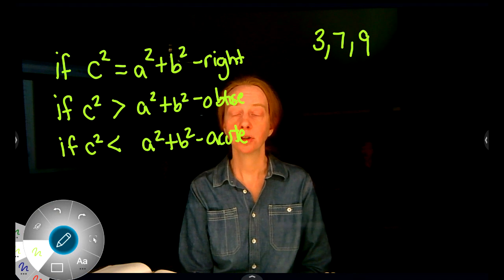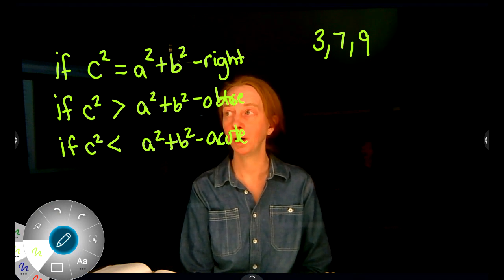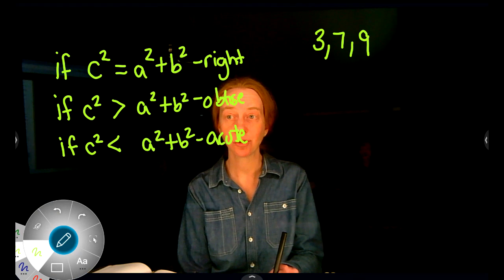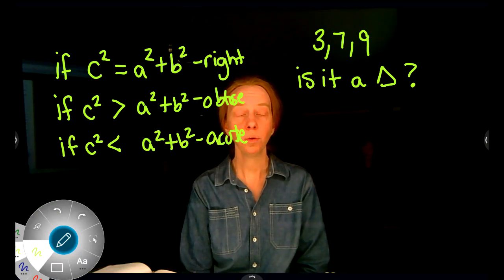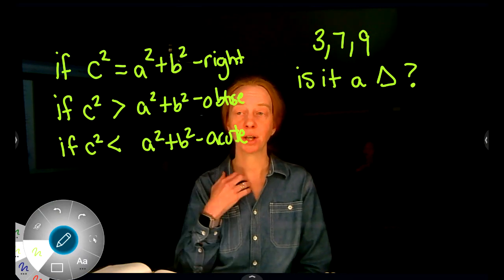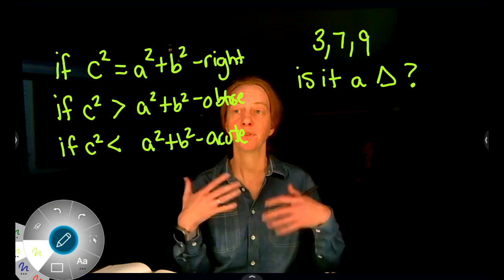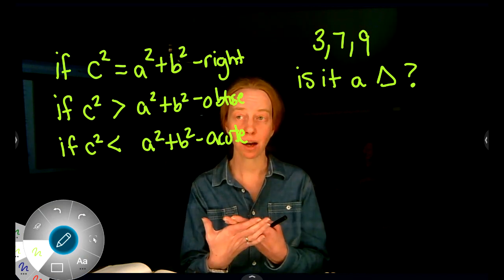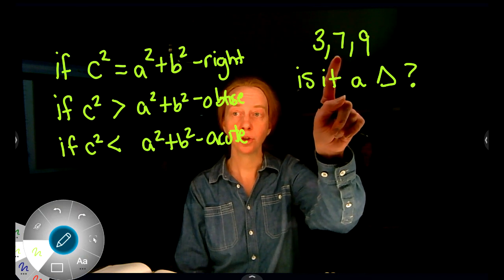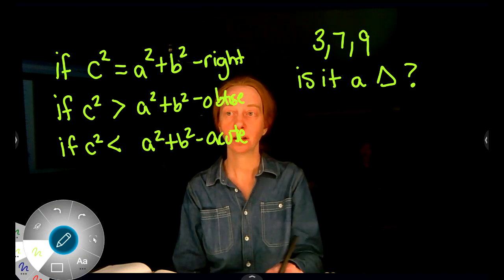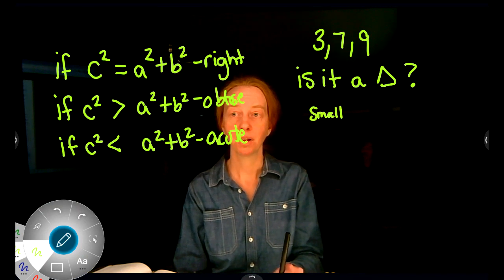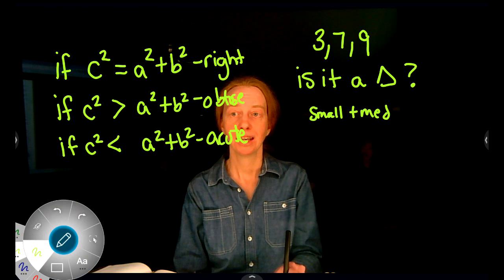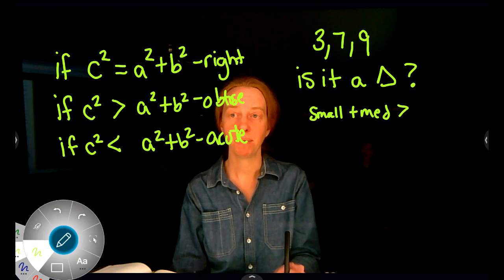So first, we're going to do two things. We're going to determine, is it a triangle at all? That's our first question. Is it even a triangle? Now, hopefully you learned this previously, but if not, here's a refresher. To determine if it is a triangle, you're going to take the two smallest sides and set this problem up. So small plus medium, is it greater than the biggest one?